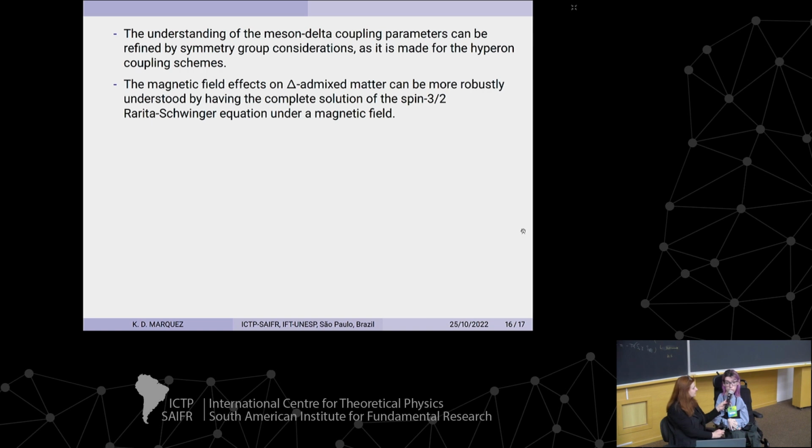Well, here are the conclusions. The next steps of our research are to improve the understanding of delta couplings and to improve the study of the spin three-halves effects on the magnetic field.